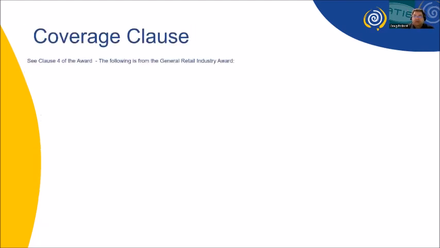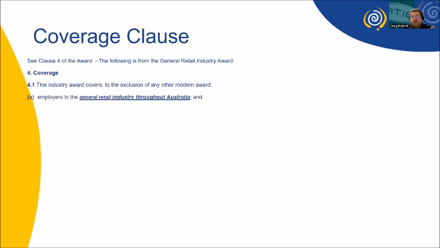So the coverage clause is normally clause 4. So you normally flick straight to clause 4. And this is from the General Retail Industry Award. It says this industry award covers, to the exclusion of any other modern award, employers in the general retail industry throughout Australia and employees for whom classifications are in the classification schedule. So as I said, the first schedule is classification structure.